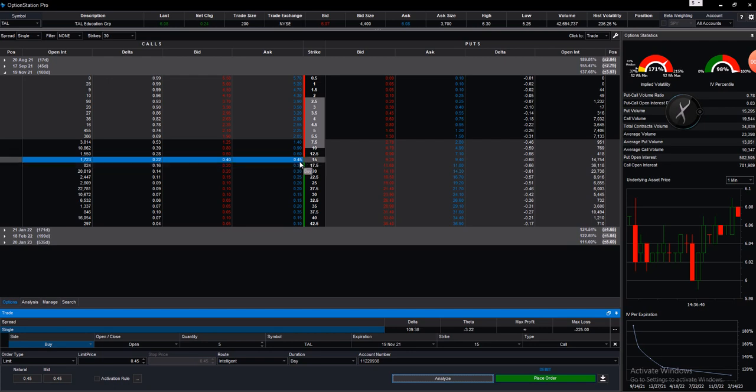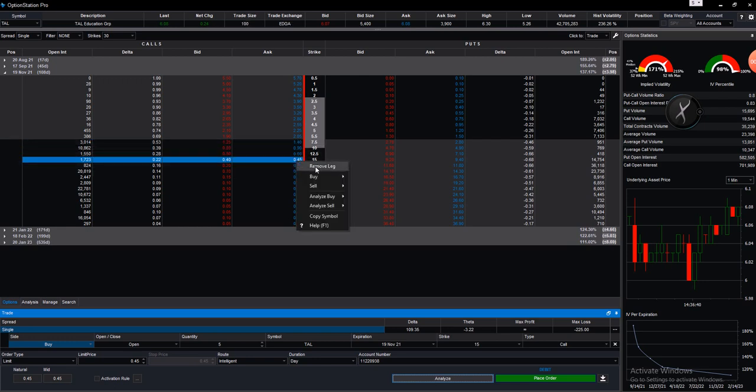All right, so let's look at the $15 contract, just to try to make things easier, right? So instead of a $10 move, let's say we want a $9 move to 15, just to make things easier for everybody. Now these prices say 40 cents at the bid and 45 cents at the ask.